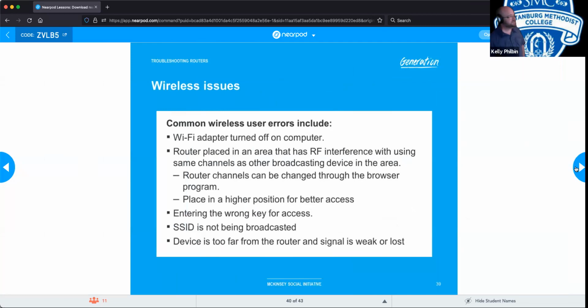All right. Next. Wireless issues. Common wireless user errors include your Wi-Fi adapter may be turned off on your computer. On laptops, this may even be just a toggle switch.